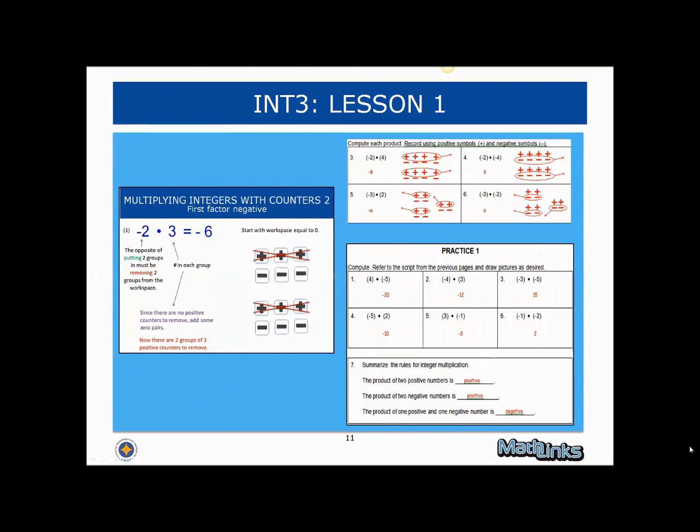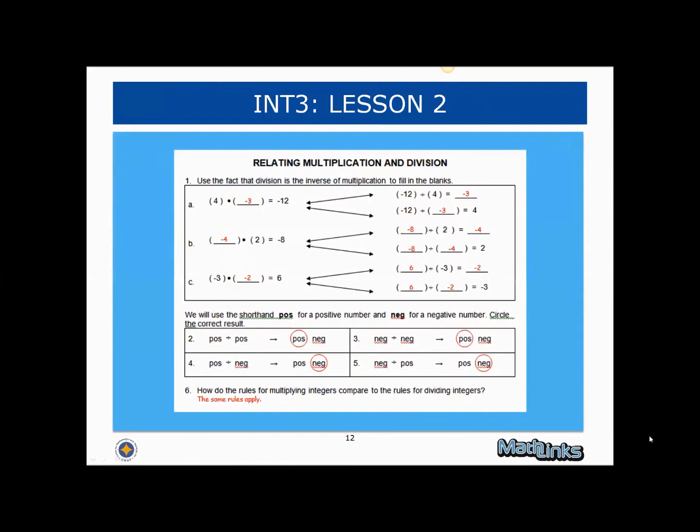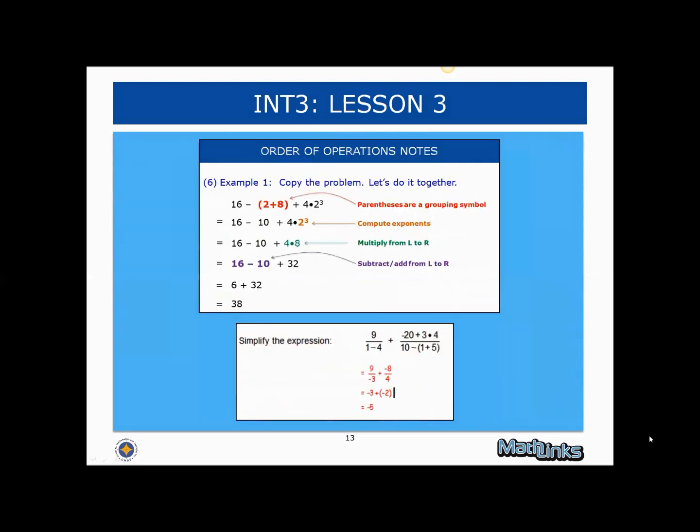Lesson 1 extends the counter model to develop the rules for multiplying integers. In Lesson 2, students use patterns and the inverse relationship between multiplication and division to develop rules for dividing integers. In Lesson 3, students review the conventions for order of operations and simplify expressions involving integers.